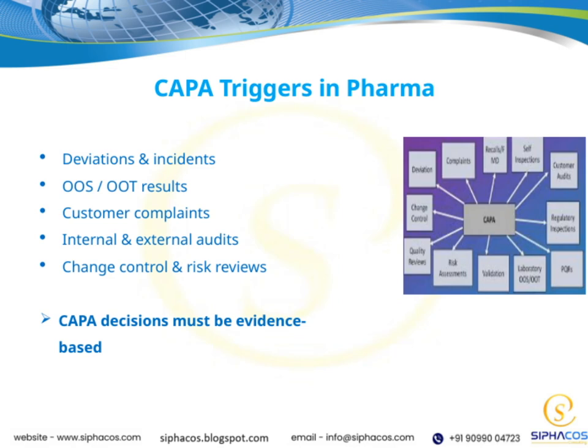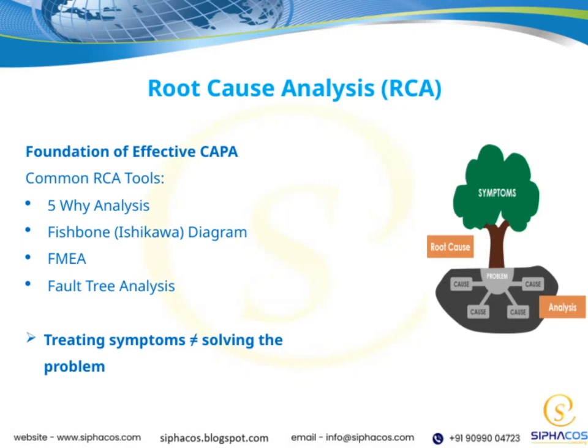Finally, let's talk about CAPA triggers in pharma. These are specific signals or events, like deviations, complaints, or audit findings, that initiate a CAPA process. Recognizing these triggers early allows us to respond swiftly and prevent recurrence, which is vital for maintaining product quality and regulatory compliance.